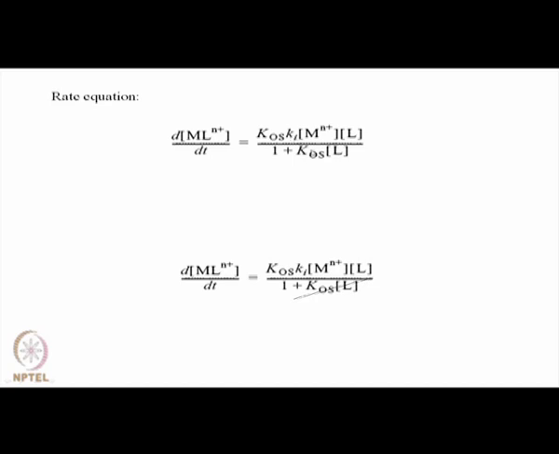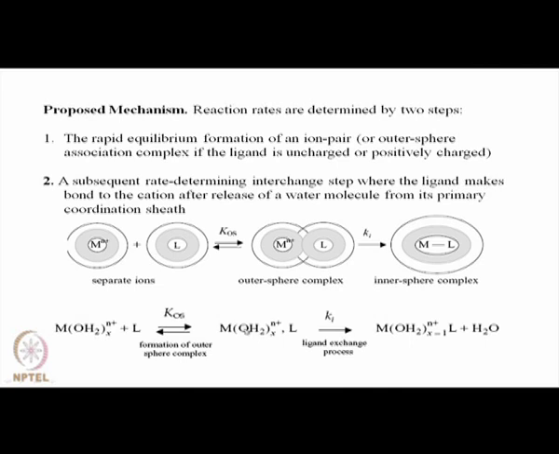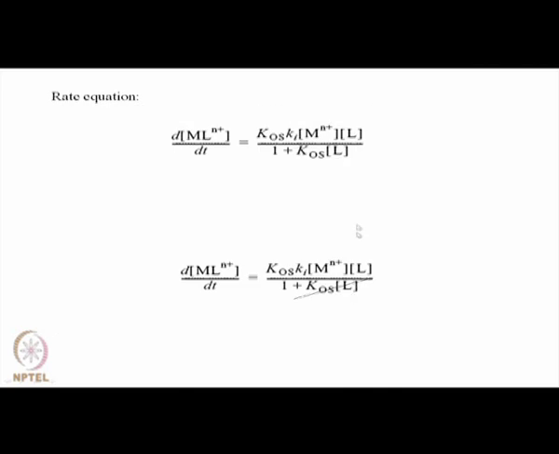Just look into this, divided by 1 plus K_OS[L]. But when the concentration of ligand is low, and generally K_OS is small, that is, the equilibrium constant is a small value, then you can neglect it. So your expression becomes K_OS K_i into this. So, the rate depends directly on the metal concentration and also the ligand concentration, provided this denominator part, K_OS[L], is small.